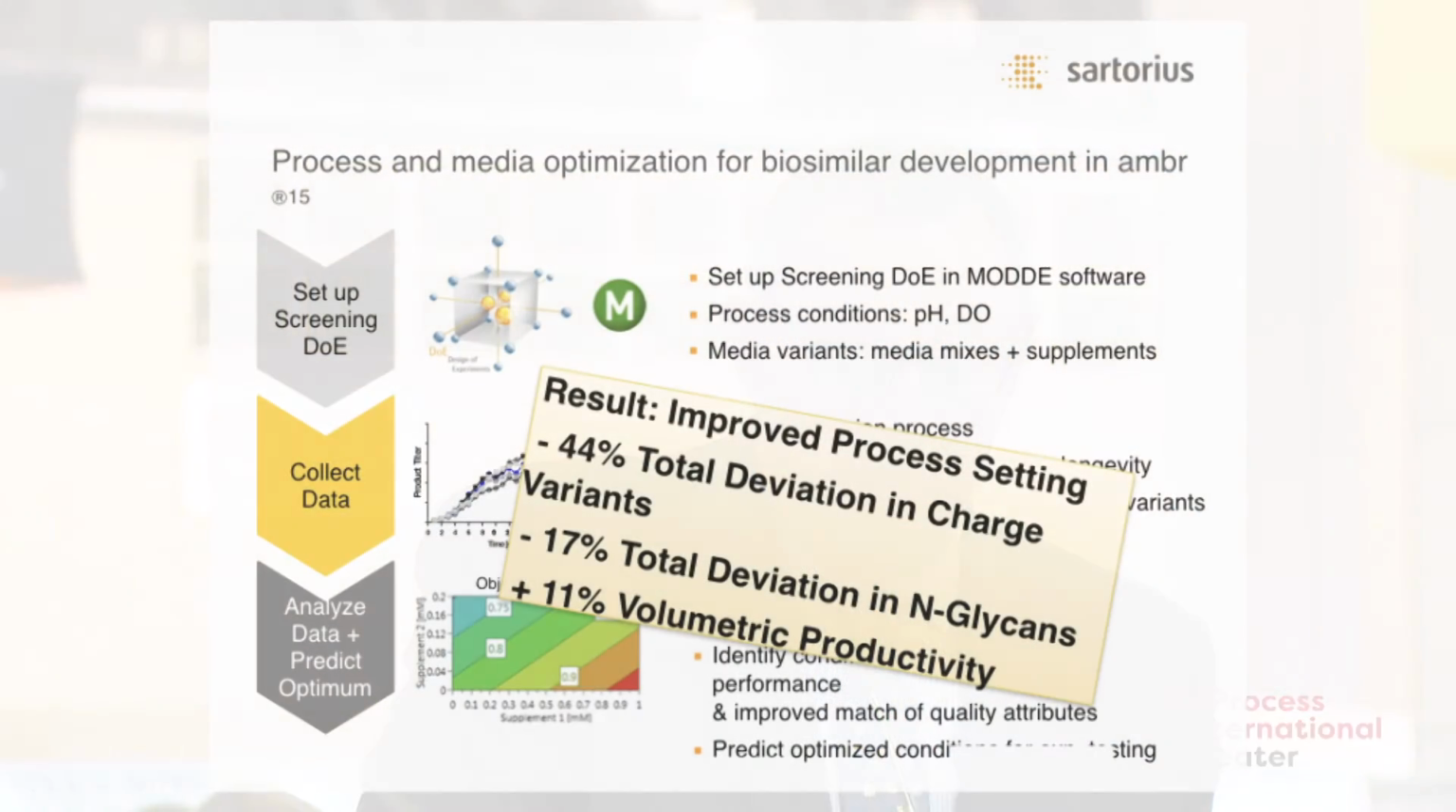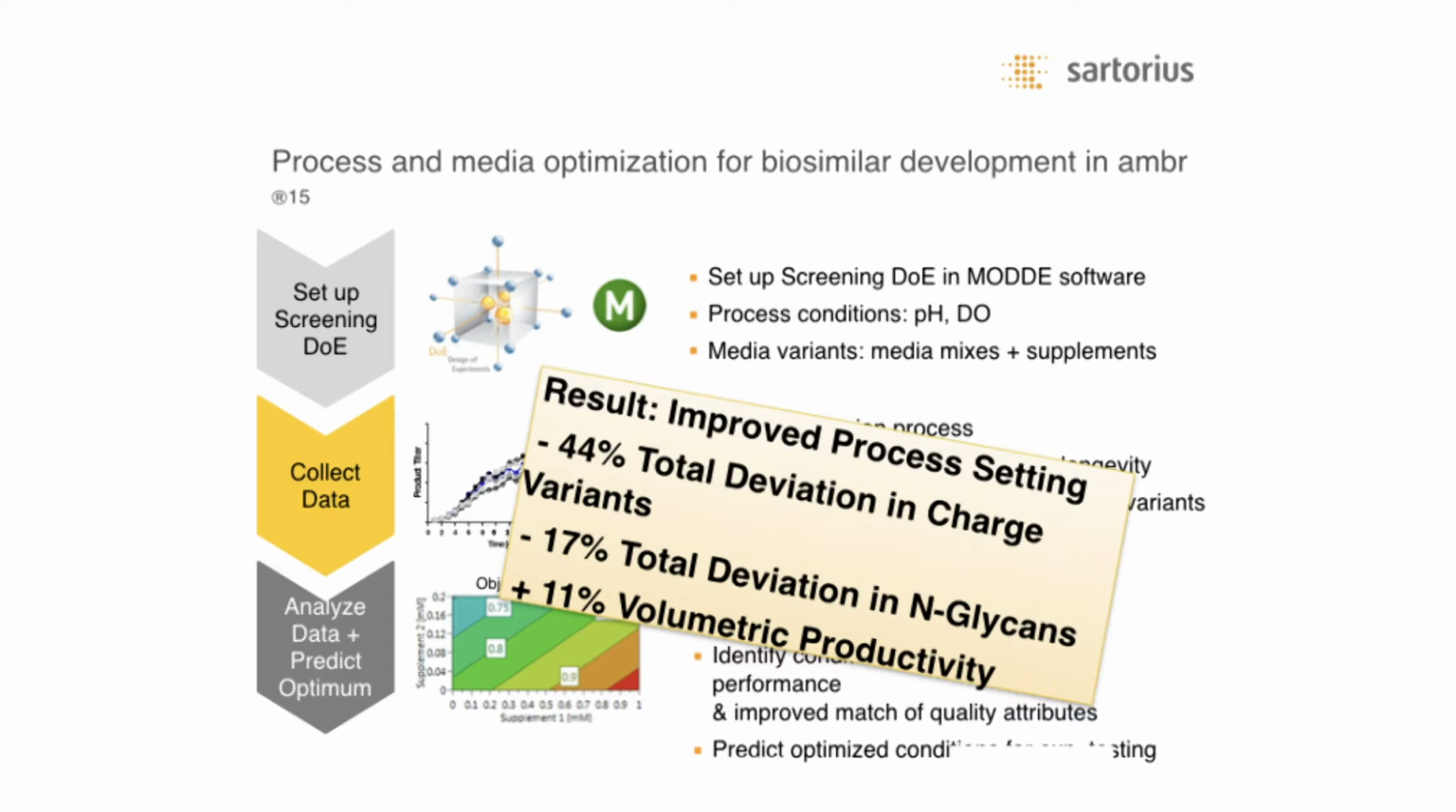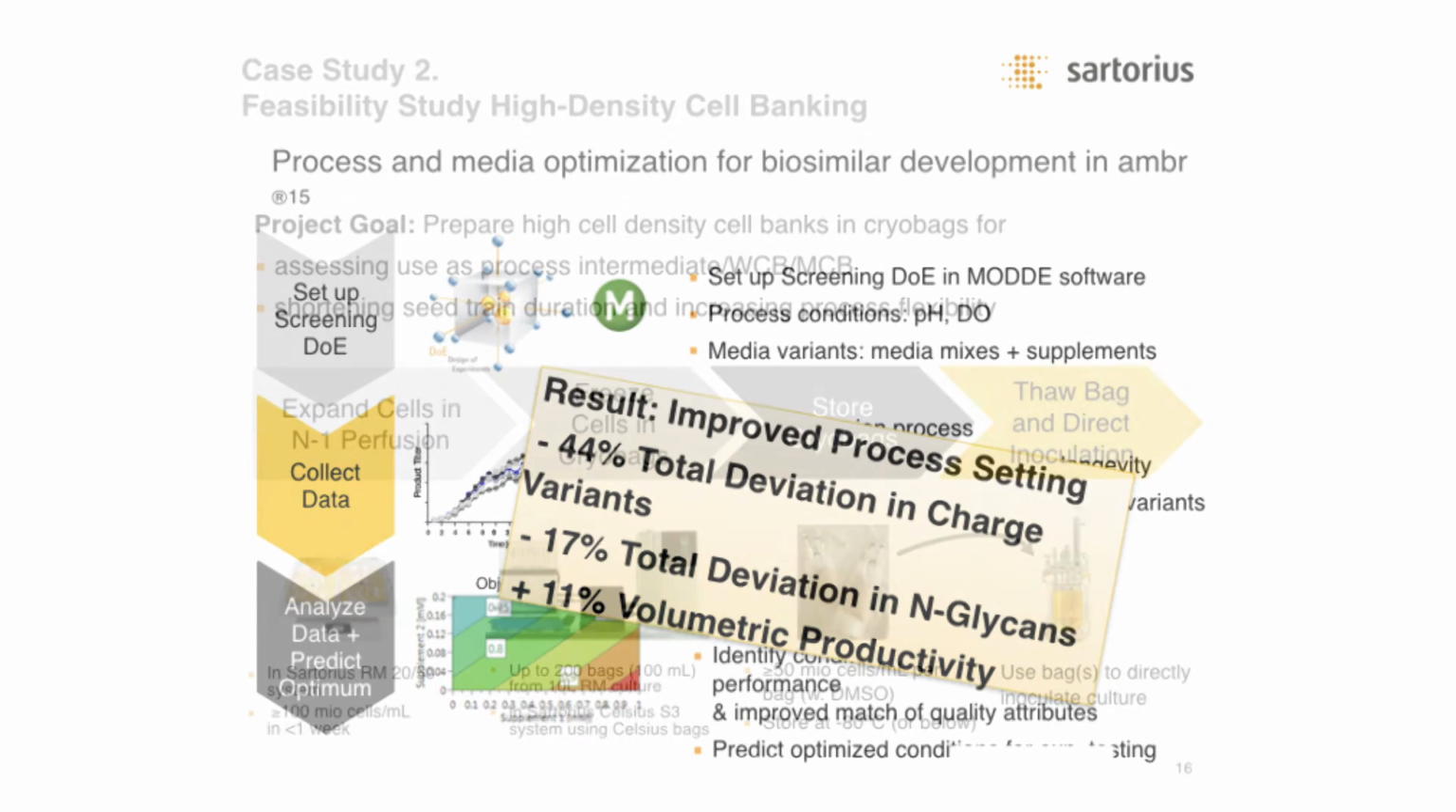All of the resulting data was then loaded up into our SIMCA platform with a view to extracting the optimal conditions under which to pick the right clone and drive forward with the right candidate. And so using the platform, we were able to take down charge variants by 44%, reduce the glycans by 17%, and then get volumetric productivity up by 11%, all of which raised our ability and the probability of success in the later phases.